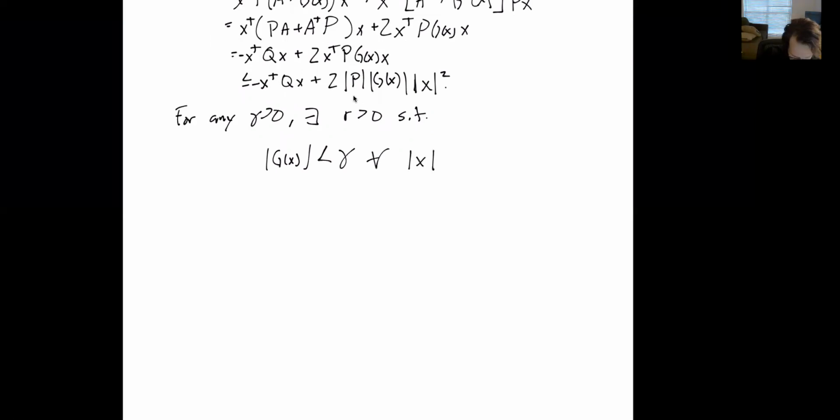And now we can say that for any gamma greater than 0, there exists r greater than 0 such that the norm of g is upper bounded by gamma for all x with norm less than r. So we're looking at a radius of x about the origin, where g is less than some value gamma. All right, so now let's keep going.